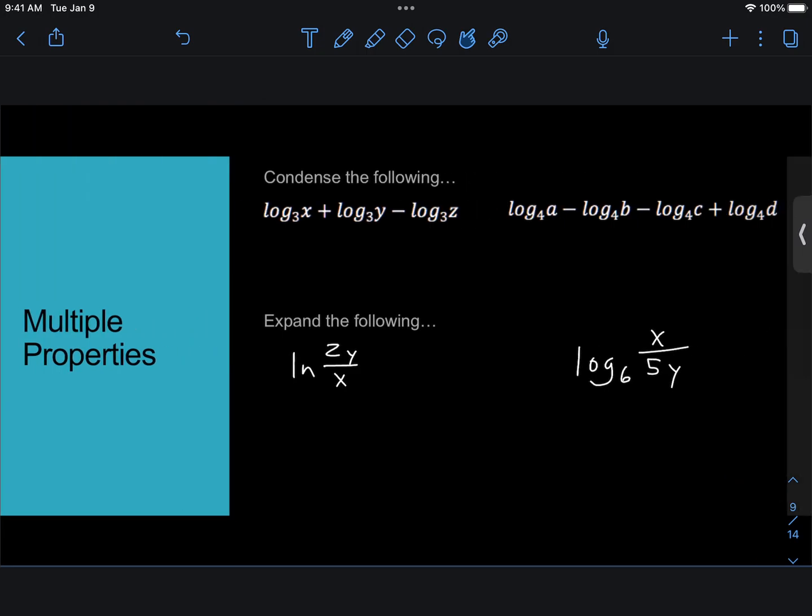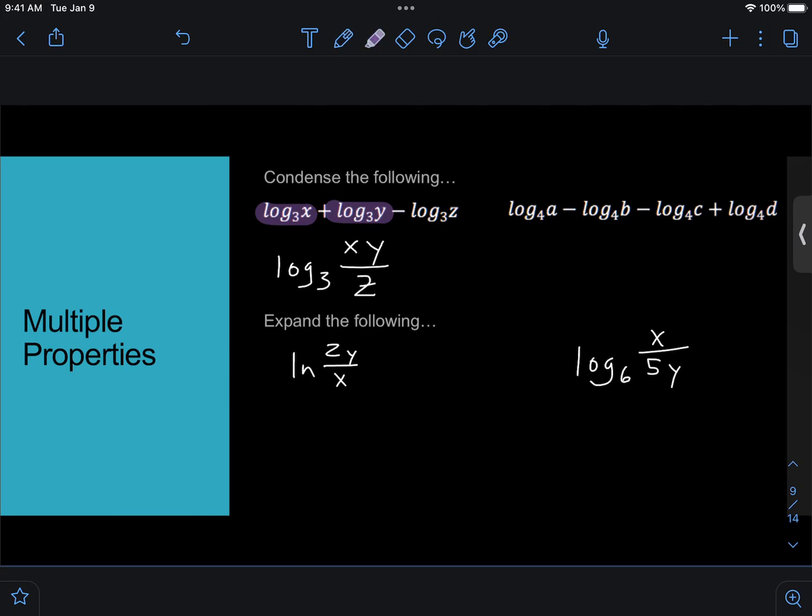All right, applying multiple properties. So these problems are a little bit bigger. When it comes to these, now we've got 3 logs here, we've got 4 terms here. Anything positive is going to be on the top of the fraction, so the x and the y. Anything negative is going to be on the bottom of the fraction. So one way to think about this is just take whatever your positive logs are, and those are going to go on top. So this will be log base 3. The fraction is going to have x, y on top, and then anything that is a minus is going to go to the bottom. So z will go to the bottom.